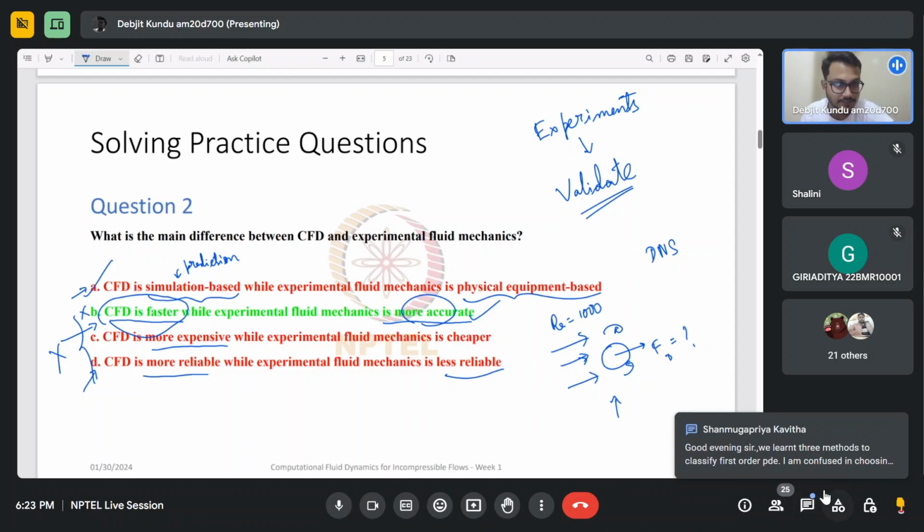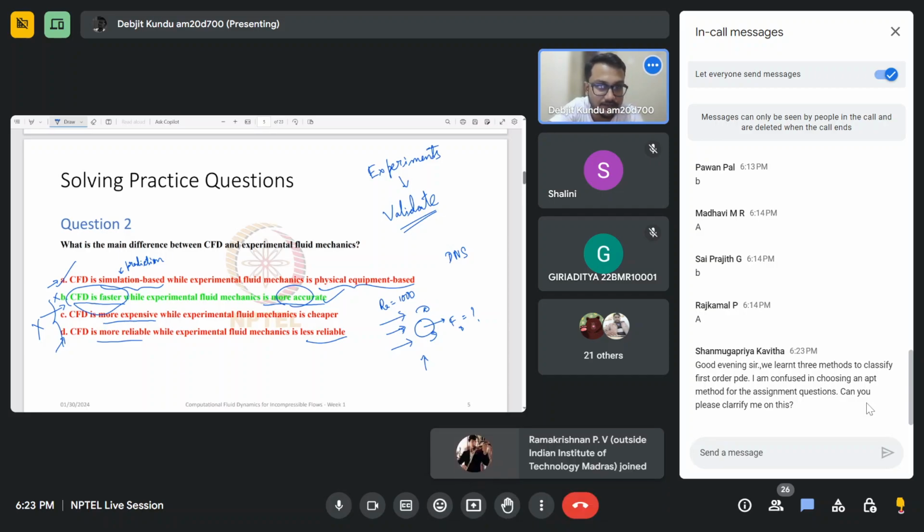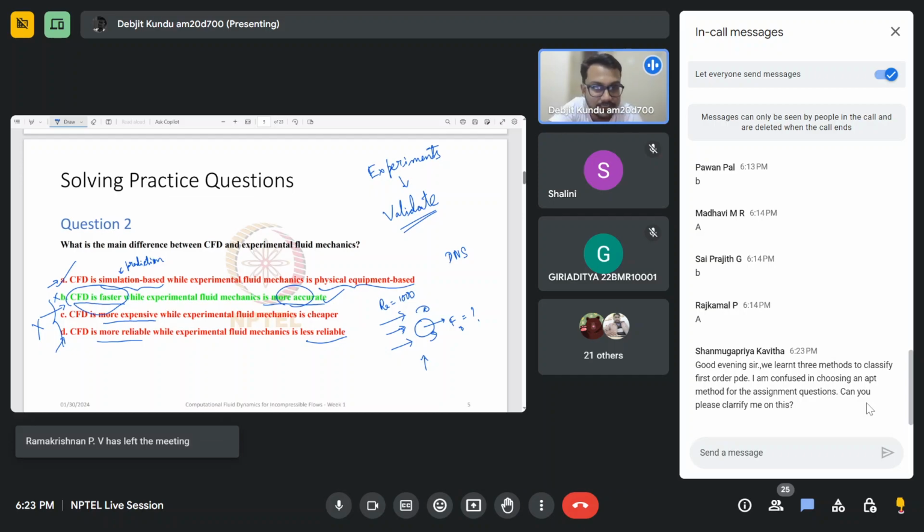Okay, so someone is telling in the chat box, we'll read that. Good evening, sir. We learned three methods to classify first order PDE. I am confused in choosing an apt method for the assignment questions. Can you please clarify this? Okay, we will go through this. I think I have some questions on classifying PDEs, so we will go through them. And if things do not become clear, we can revisit this. We can take a look at the actual assignment questions as well after the submission date.